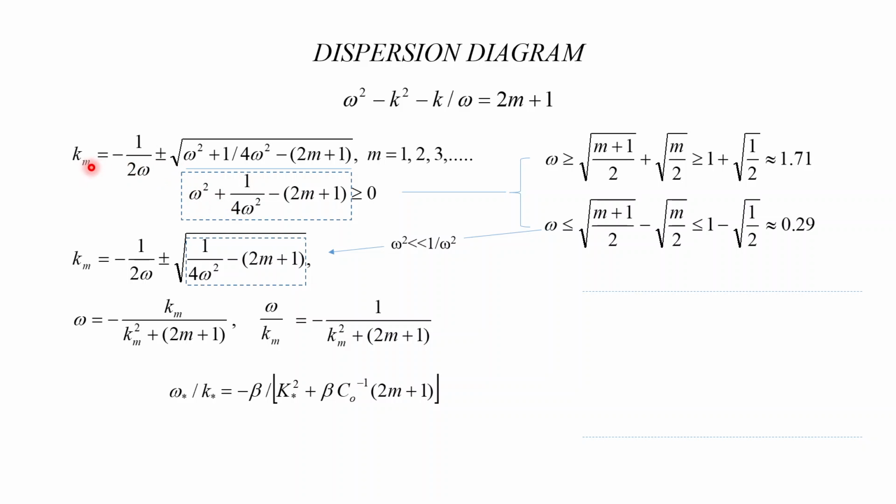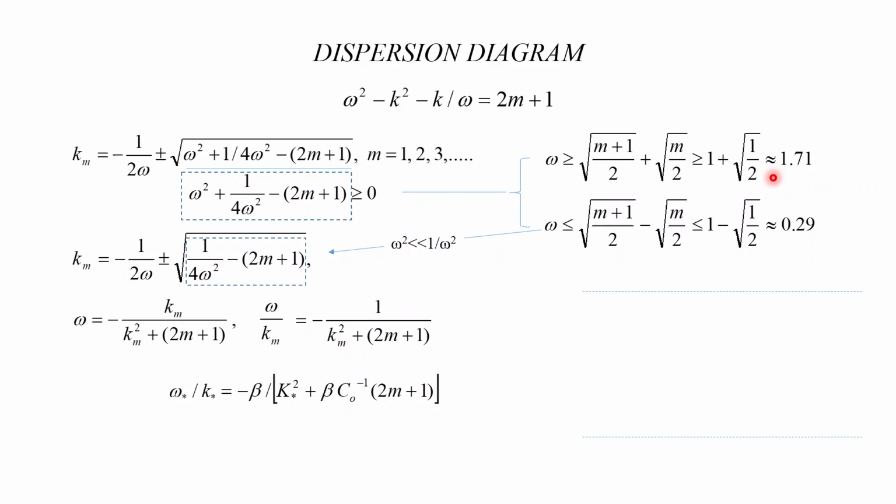So, for this dispersion relation, the value within the square root must be positive. So this requires omega squared plus the inverse of 4 omega squared minus 2m plus 1 to be positive. This consists of two ranges of frequencies.